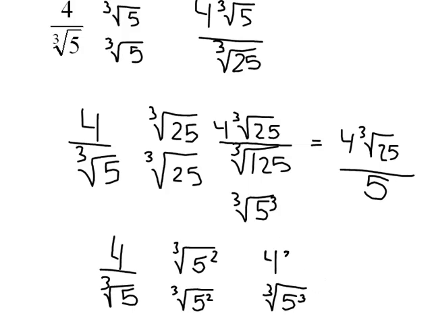Now, in your final answer, you can just write it as 4 cube root of 5 squared. That's fine. You might want to also change the 5 squared into 25. It's probably a slightly better answer, but it's not a super huge big deal.